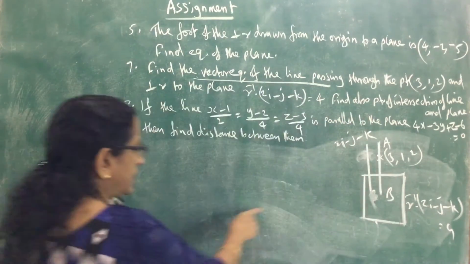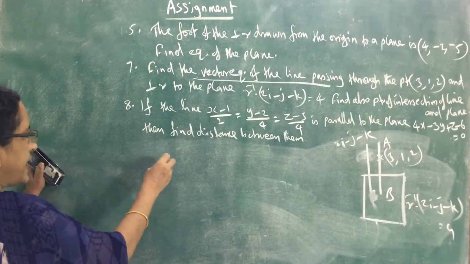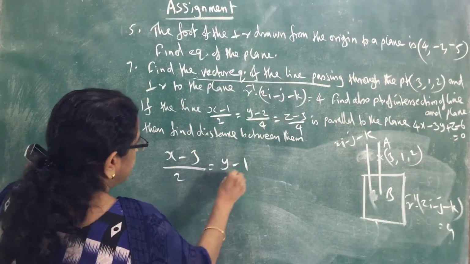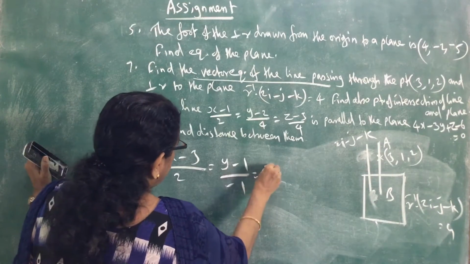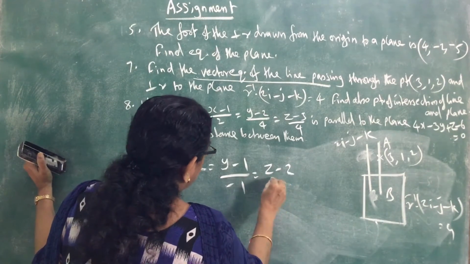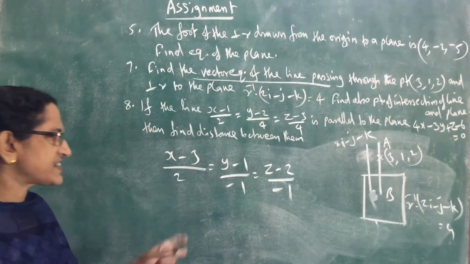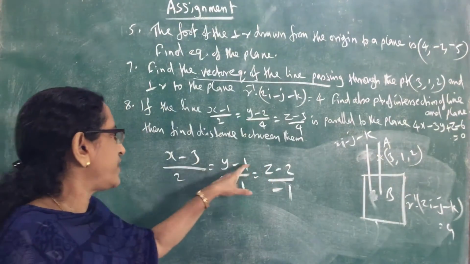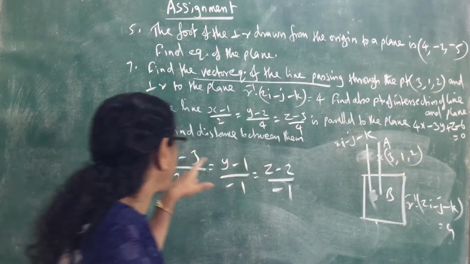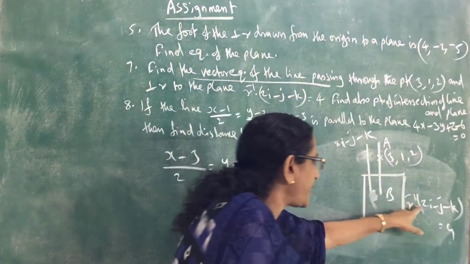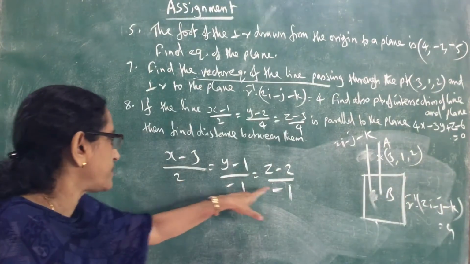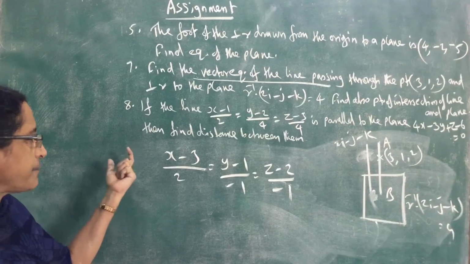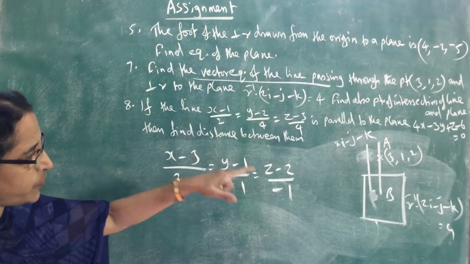So when we write the Cartesian form of that line, (x minus 3) by 2 equal to (y minus 1) by minus 1 equal to (z minus 2) by minus 1. So actually this is the equation of line AB in the Cartesian form. Given point x1, y1, z1 is 3, 1, 2, and the direction ratios are 2, minus 1, minus 1. So this is the Cartesian form. The vector form we wrote earlier.